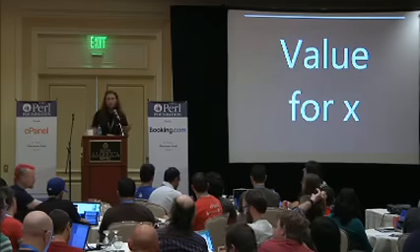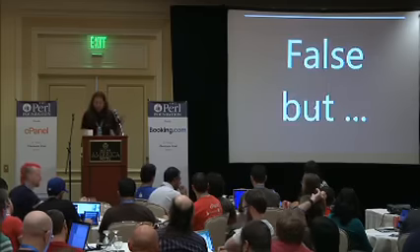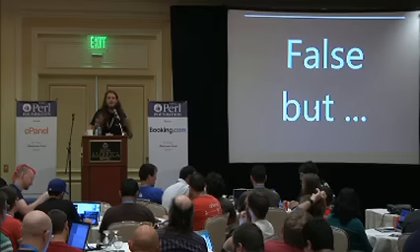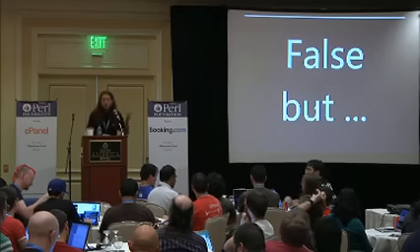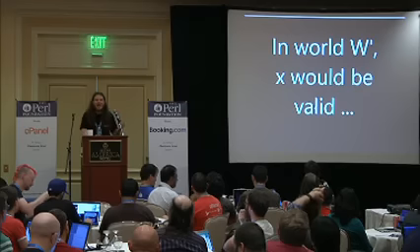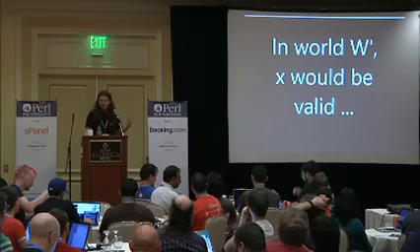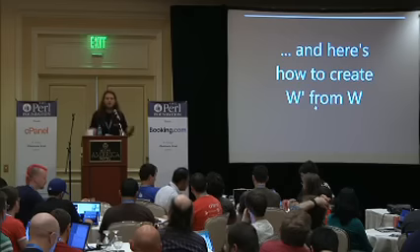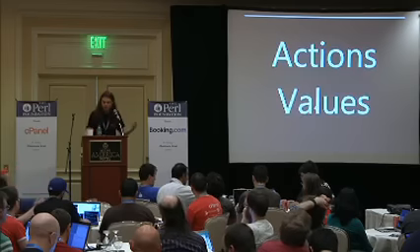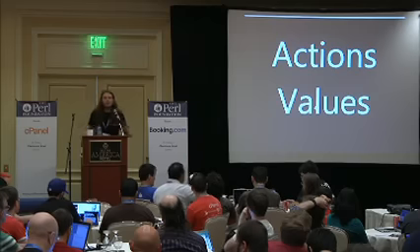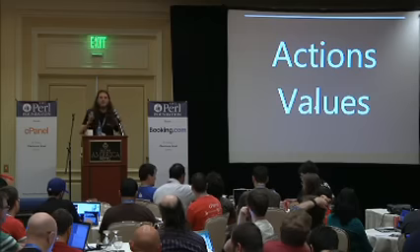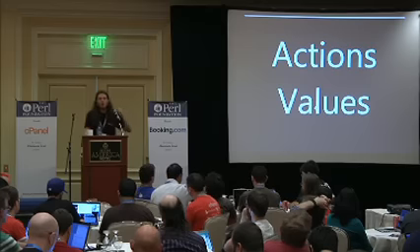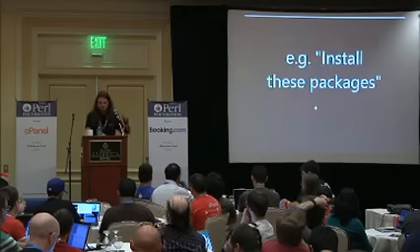So you're looking for a value for X. The thing is, if you've not already got it set up, what you need to return is not false, but false but. In this counterfactual world, this would be true. And then you need to return a list of operations that will create that world from the current one. So you end up with a concept of values, which are your actual free variable bindings, and actions, which are the things that get you there.